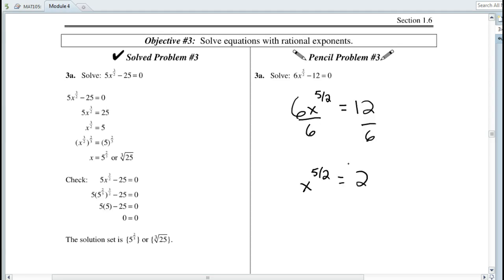Here's one where we want to make sure we remember what to do to isolate x. So how do you undo the 5 over 2 power? Well, basically, whenever you raise a power to a power, we multiply the powers. That's the rule of exponents. So to undo the 5 over 2 power, we have to raise both sides to the 2 over 5 power.